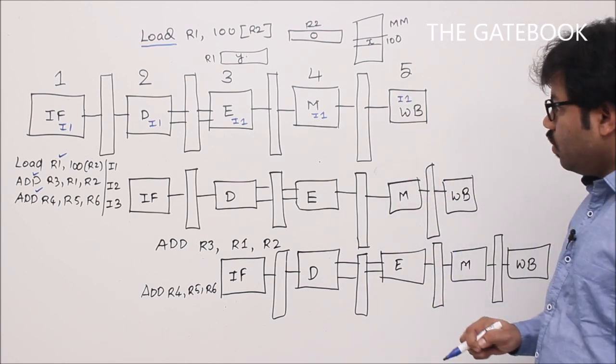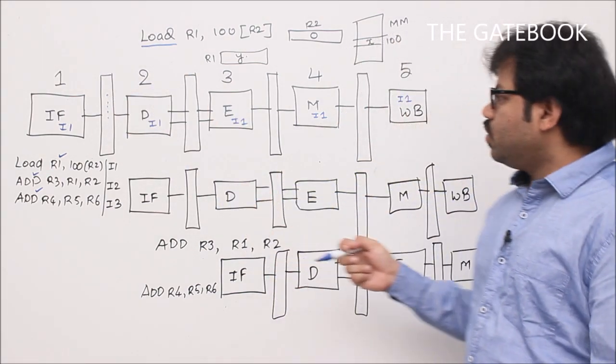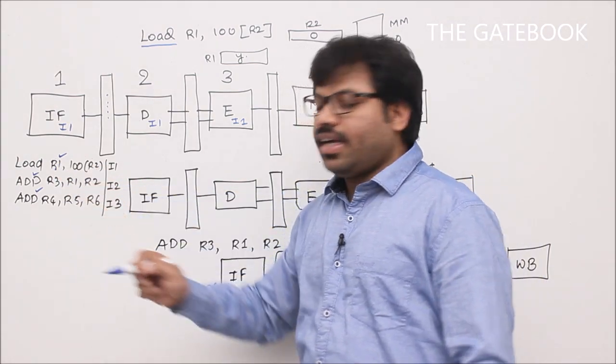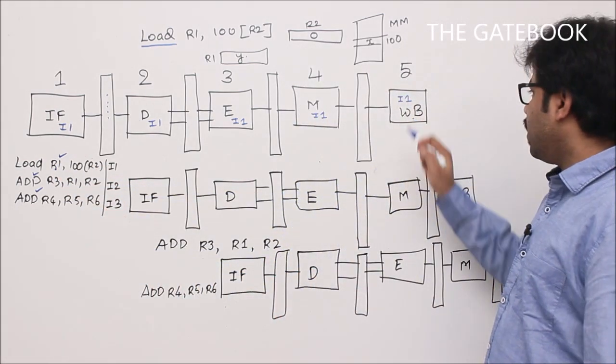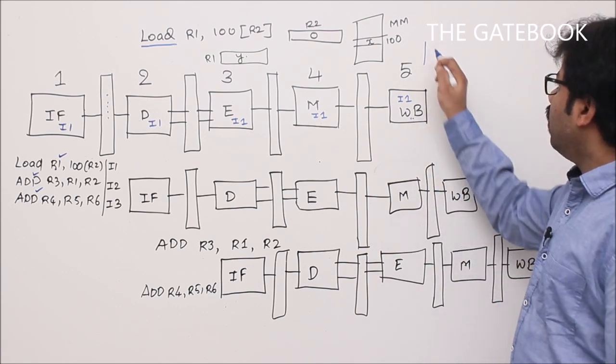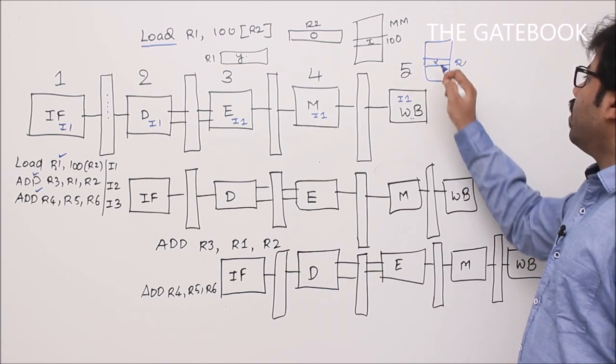Now what I want to tell you is, I don't show all the details this time. You know that, right? But I just show the essential detail. R1 is going to be updated at the write back stage, correct? So only after the write back stage, the register file which has R1 is getting modified.